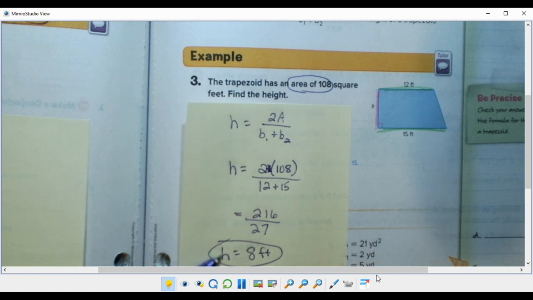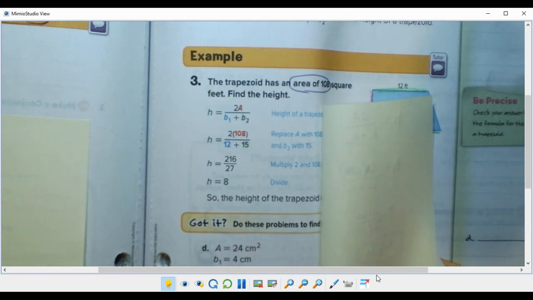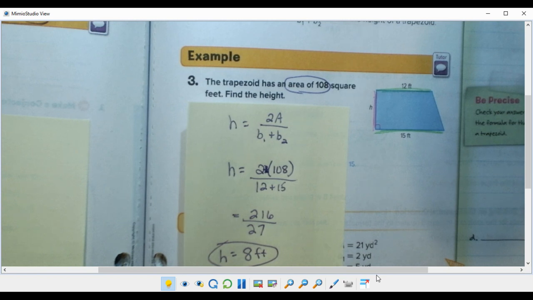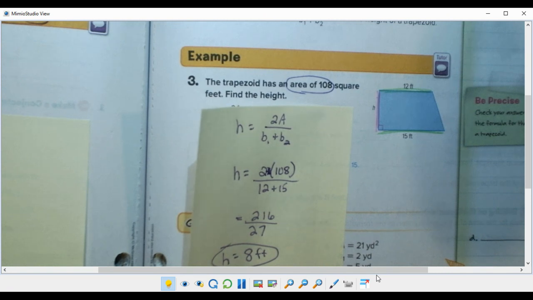All right, so if you need to do one of these, you can come back and look at the example. They've worked it out just the same under there. All right, so that will still be there for you. But we're going to concentrate mostly on finding the area when we're given the height and the bases.